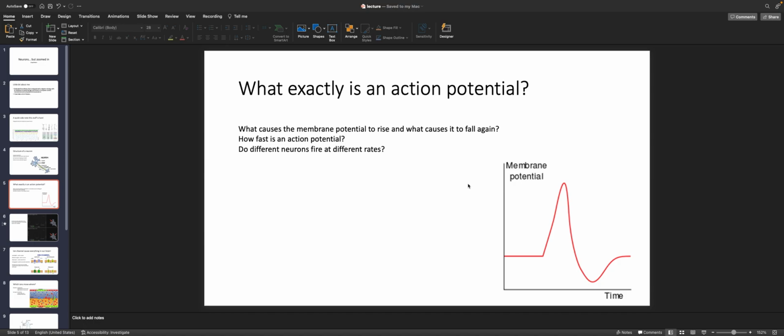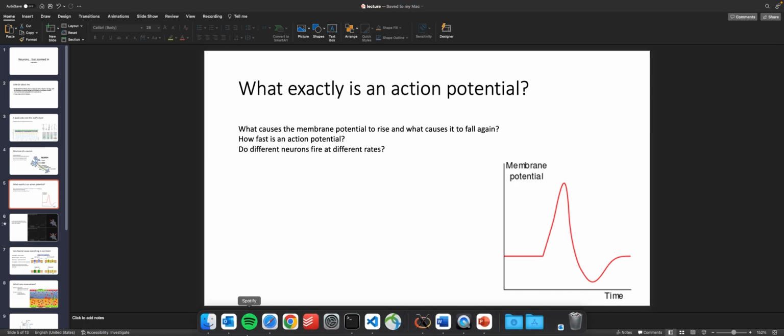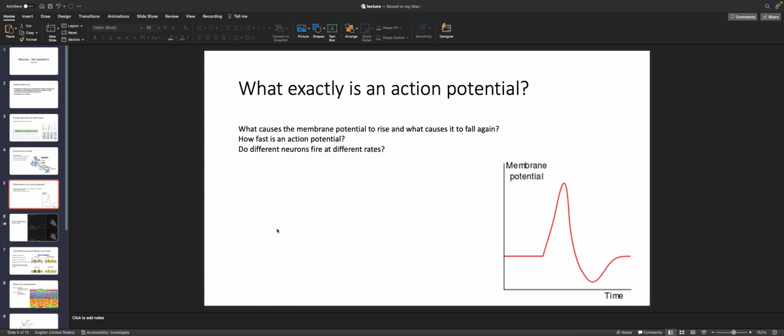Different neurons behave slightly differently. Normally, this negative 70 at rest can be plus or minus 10 millivolts, depending on the neuron and exactly what's going on. The same thing goes for the height of this action potential. It can also vary, but the general shape of an action potential is always going to be around the same. Hopefully you remember from the first lecture of the year how fast an action potential is. An action potential can take place in around 1 millisecond. So from right here to right here, about 1 millisecond. So it can act pretty quickly.